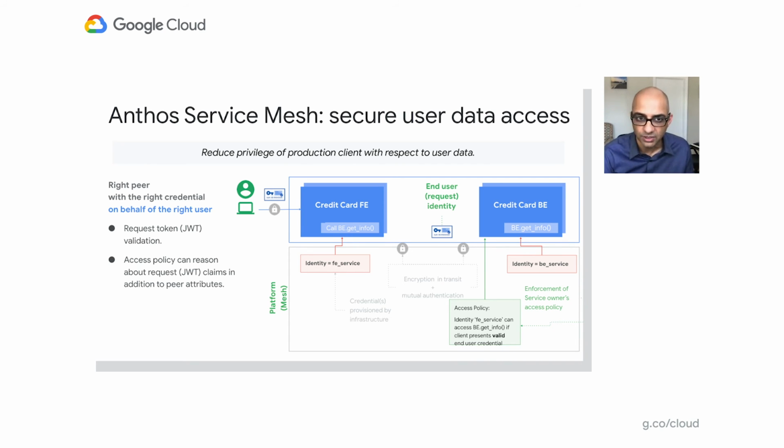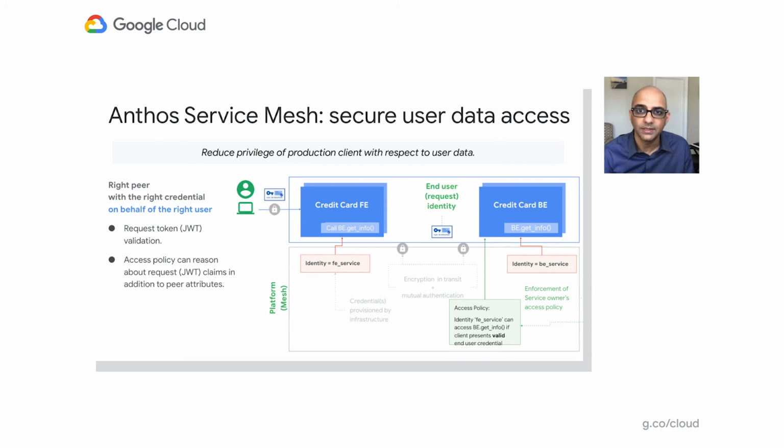Again, Anthos Service Mesh provides you with a policy engine that can validate that there is a valid end user credential being presented with the right signer and that it has not expired, for example. And it can also reason about the claims in that JWT credential to ensure that the credential has the right kind of claims so that the data can be accessed based upon what the end user has access to and not on the privilege of the credit card front end itself.